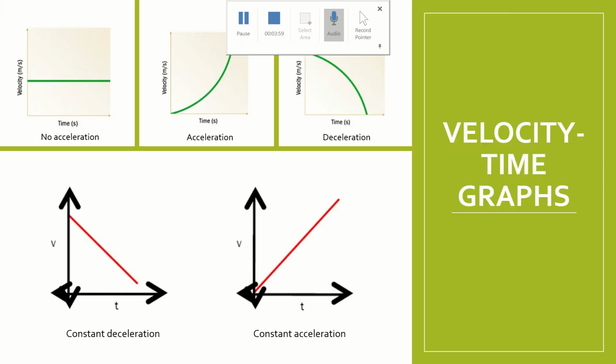Velocity time graphs can show acceleration and deceleration. As you can see, a straight horizontal line shows that there is no acceleration. This is because the velocity is not changing. An upwards curve shows increasing acceleration, and a positive straight line shows constant acceleration. However, a downwards curve shows a deceleration of an object or body, while a negative straight line, like the one on the bottom right, shows constant deceleration.